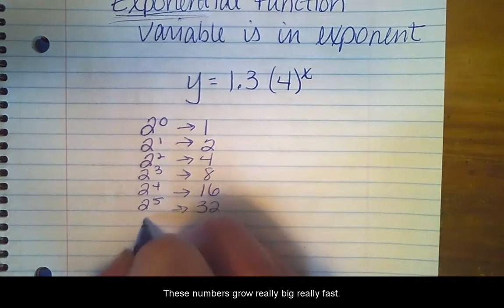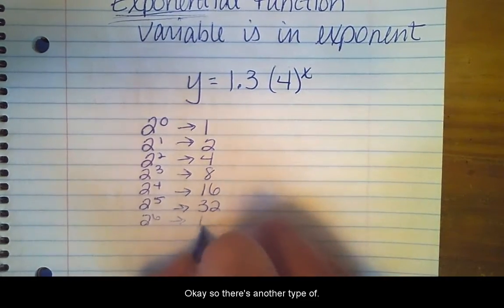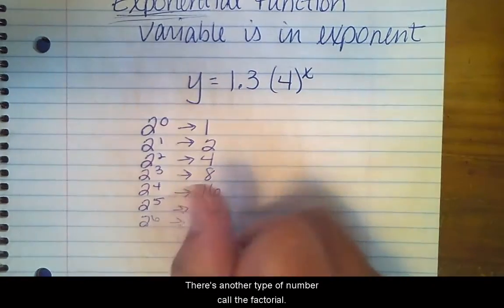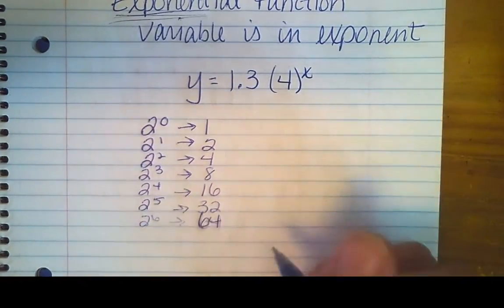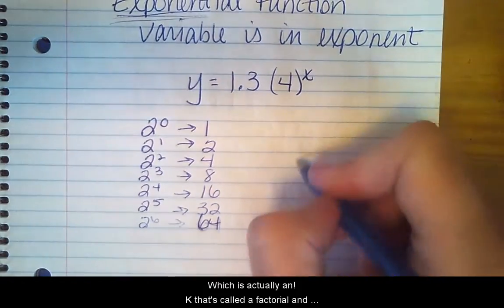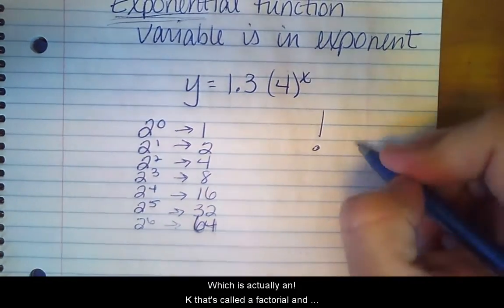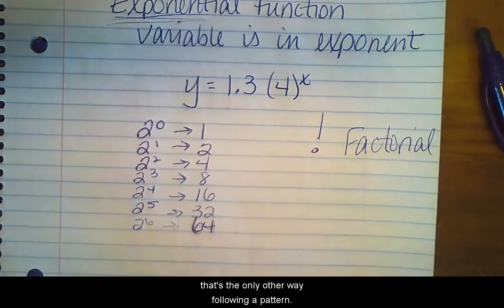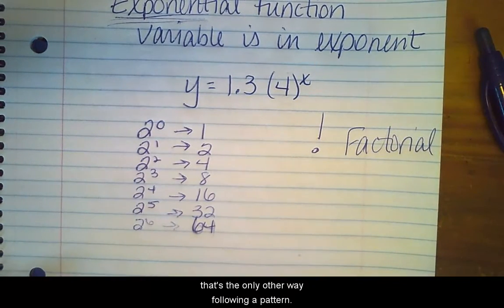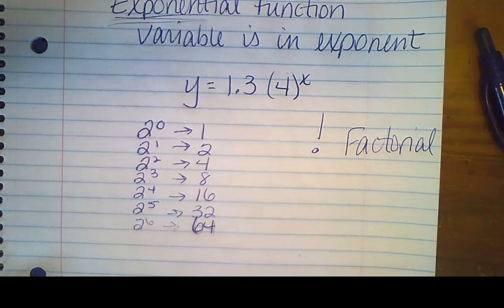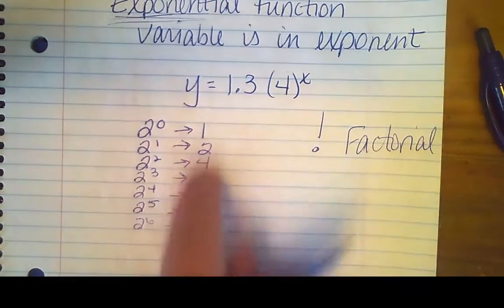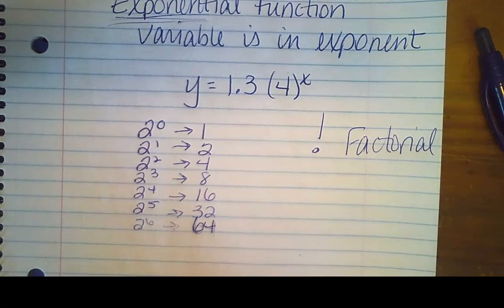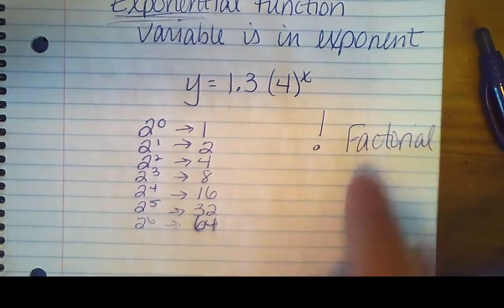There's another type of number called a factorial, which is actually an exclamation point. That's called a factorial, and that's the only other way following a pattern that numbers grow faster than exponentials. So exponentials are the fastest way to make a number grow other than factorials.